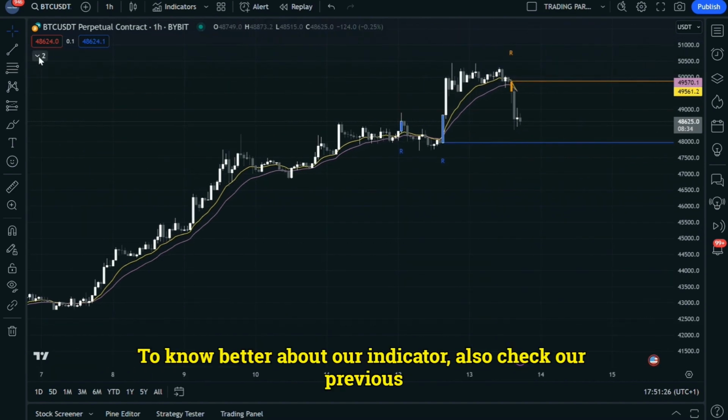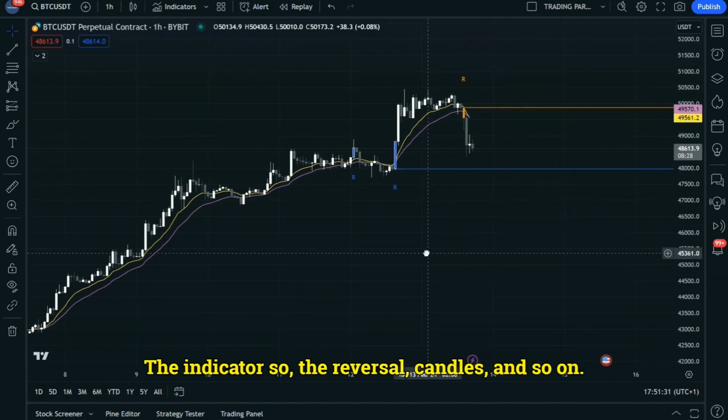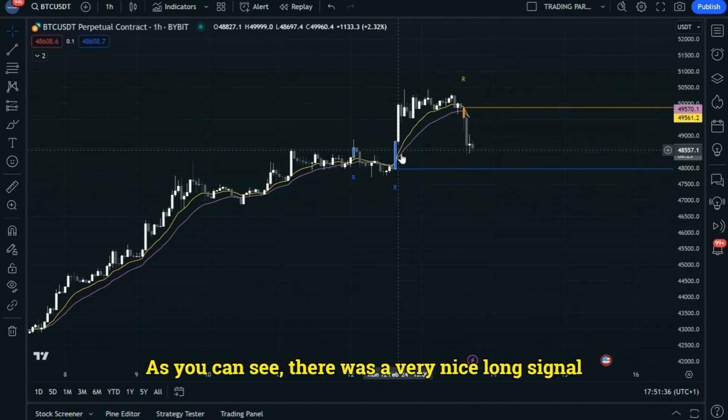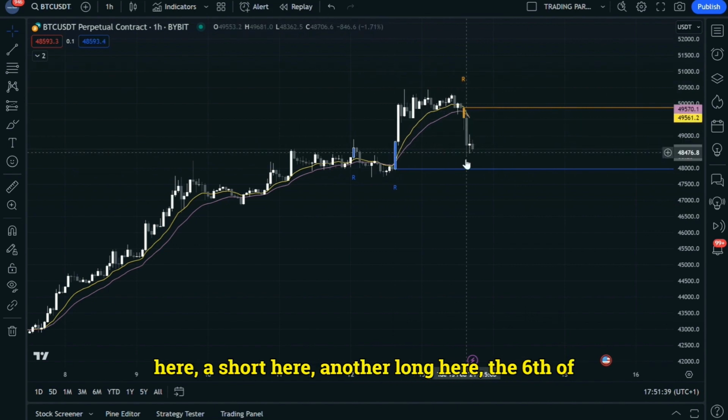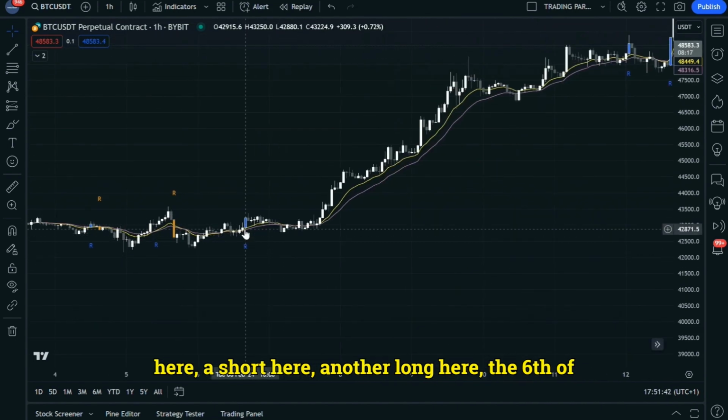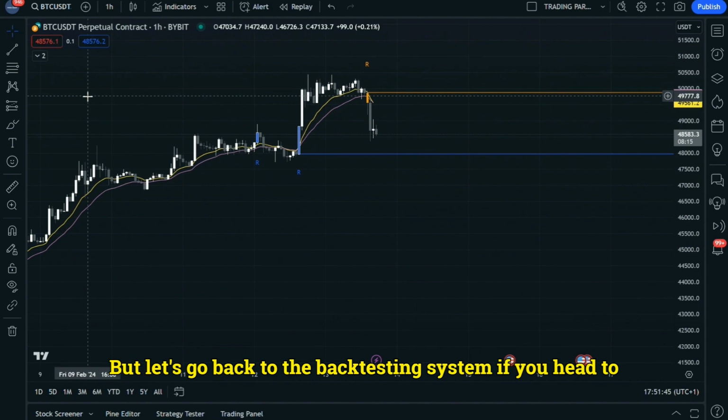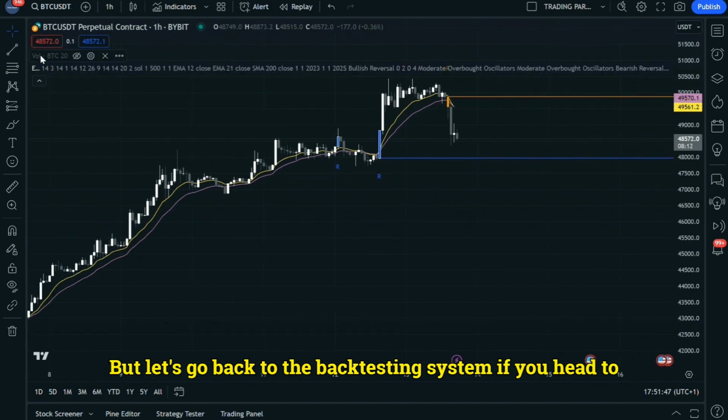To know the indicator better, also check our previous video that talks about how the indicator works, the reversal candles and so on. As you can see, there were very nice long signals here, a short here, another long here, on the 6th of February. But let's go back to the backtesting system.